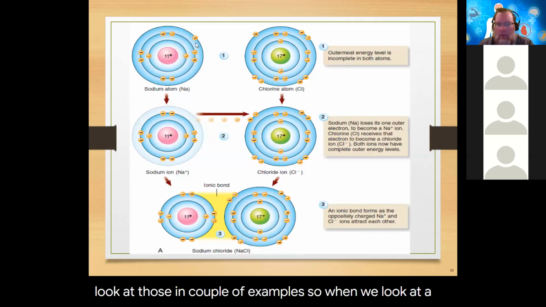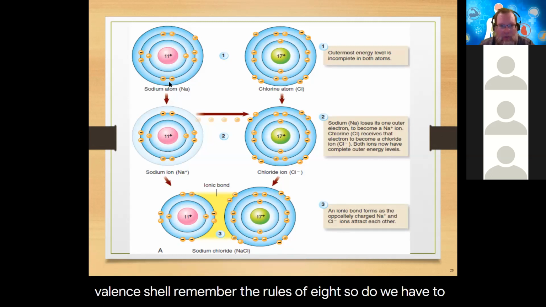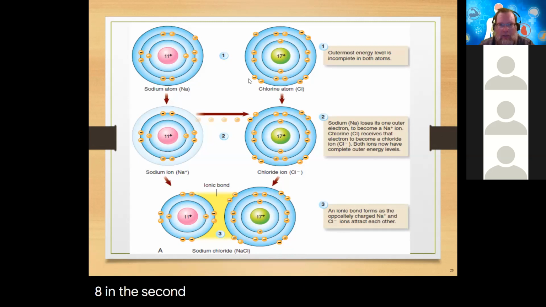When we look at a sodium atom, we can see that there's an extra electron in its valence shell. Remember the rule of 8. We have 2, 4, 6, 8 in this second shell, only 1 in the outer shell. We look at the chlorine atom and we have 1, 2, 3, 4, 5, 6, 7 in its outer shell. So remember the rule of 8. Chlorine is 1 away from being at 8. Sodium, if I remove this, is now going to have 8 in its outer shell. So this is no longer its outer shell.